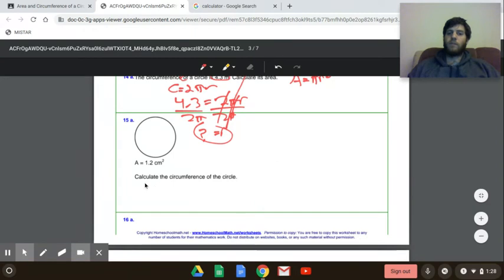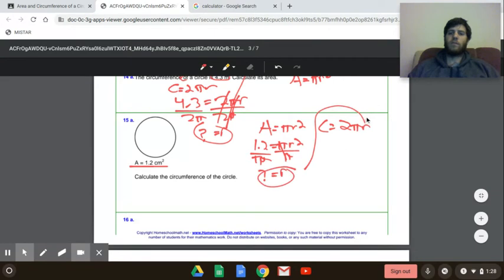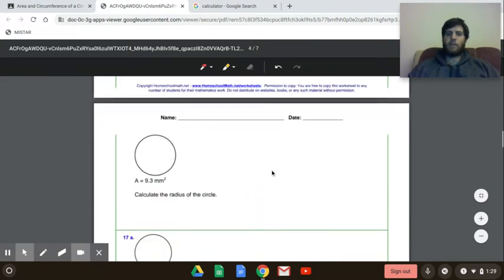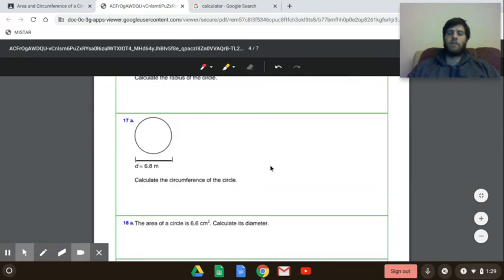15 is reverse. So they give you the area. Right, 1.2 equals pi r squared, divided by pi, divided by pi. And when you find the radius here, you can then plug it in, substitute it into your circumference formula to find the circumference. Okay, calculate the radius. Right, you have the area, you're finding radius. You have diameter, you need to divide by 2 to get the radius to find the circumference.